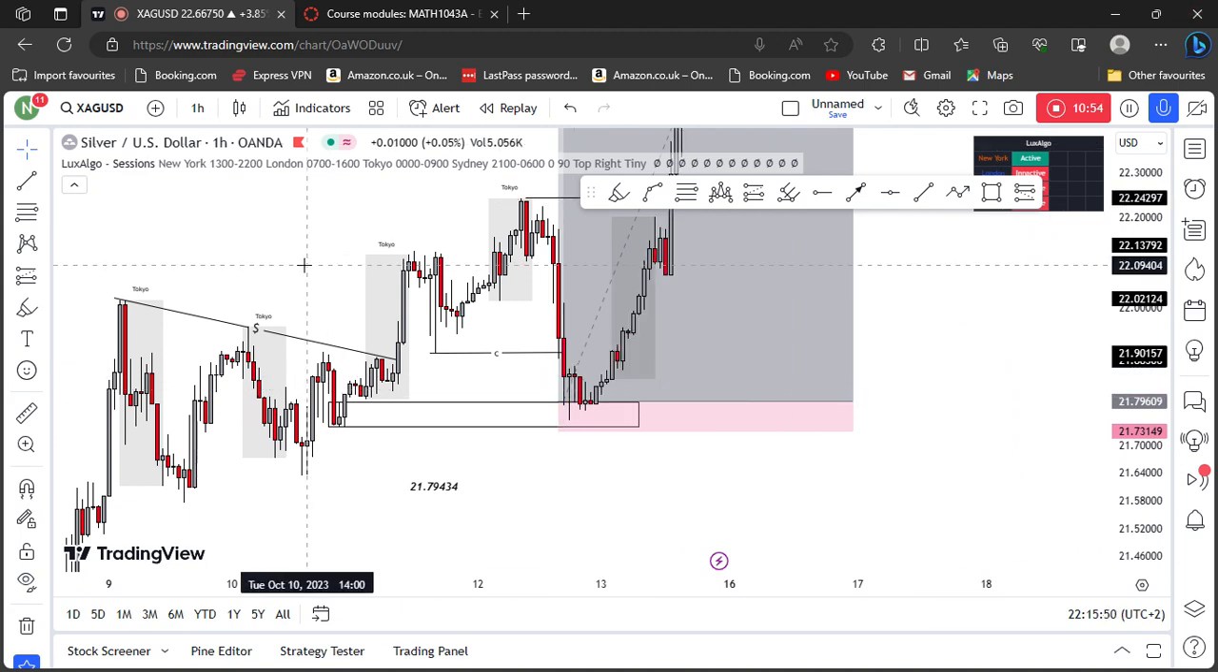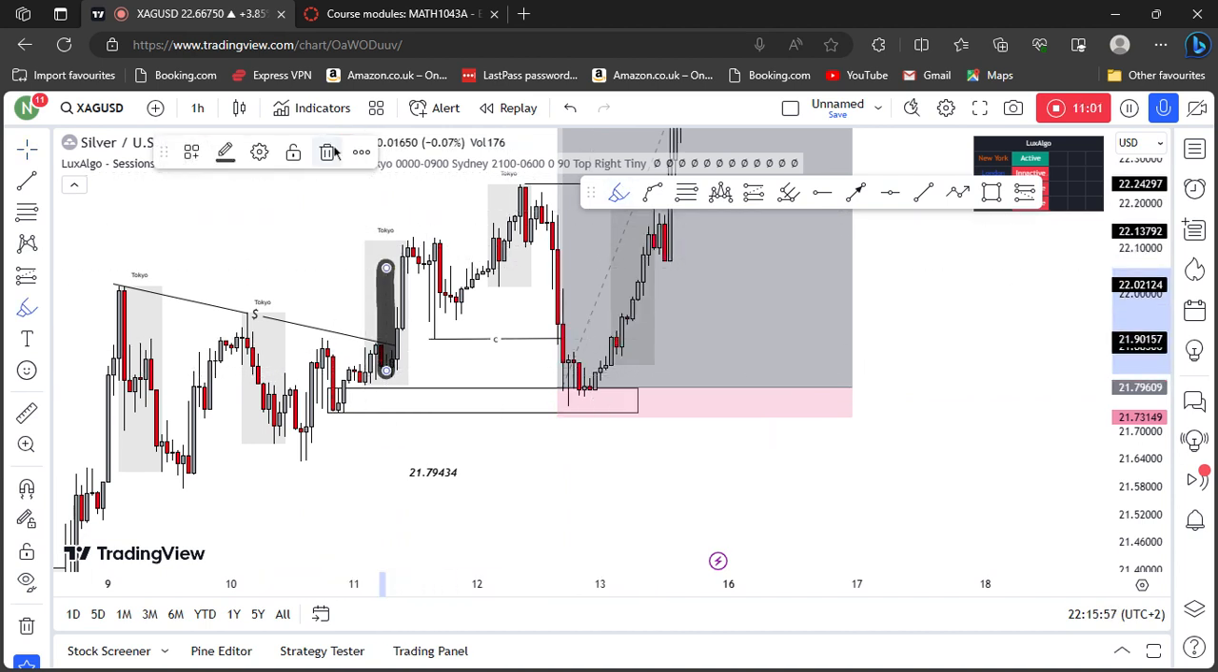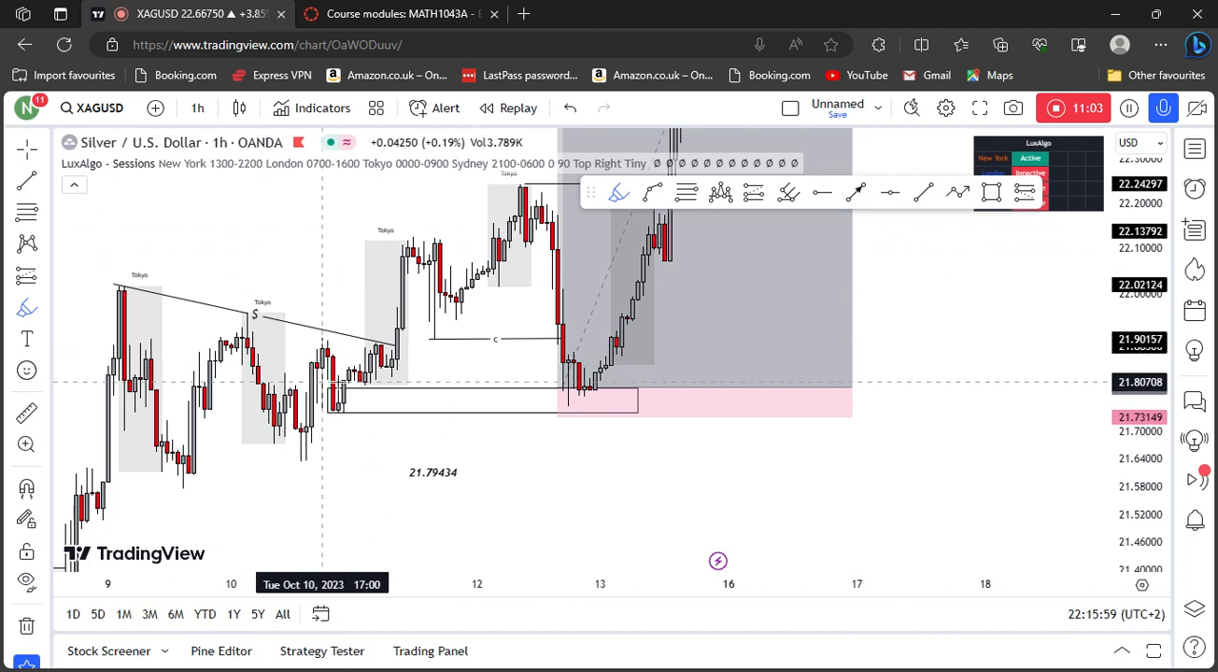I was like, okay, now the price broke this trend line right there. Then during the Asian session, right? It left this Asian low right there.